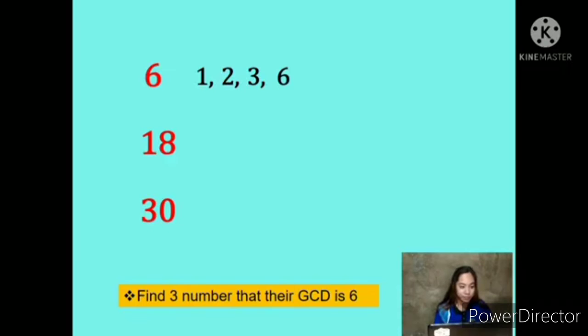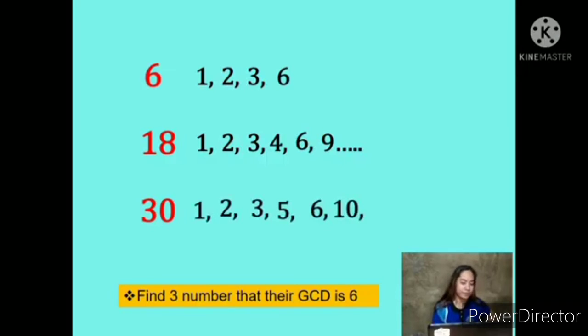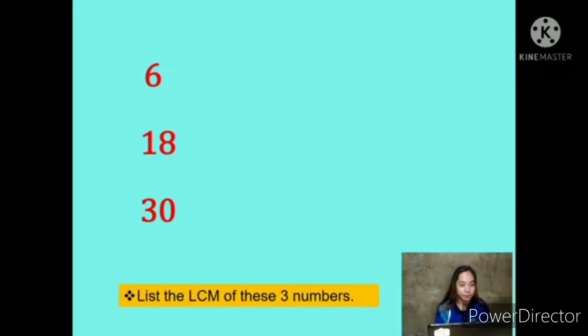So, ang 6 pwedeng i-divide sa 1, 2, 3, and 6. Ang 18 pwedeng i-divide sa 1, 2, 3, 4, 6, 9, and so on. Ang 30 pwedeng i-divide sa 1, 2, 3, 5, 6, and 10. So, kung titignan natin, pare-parehas po silang may 6. So, the GCD of these three numbers is 6. So, tama. Then, susubukan naman natin kung LCM ng tatlong number na to is 270.